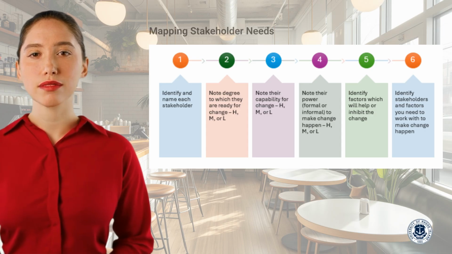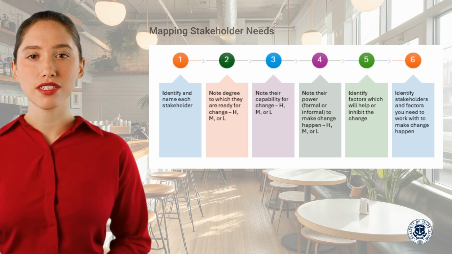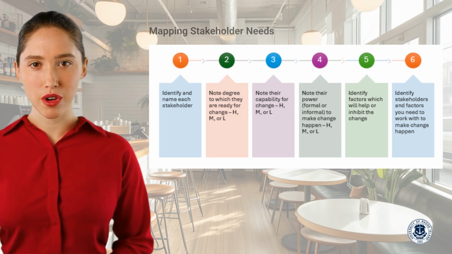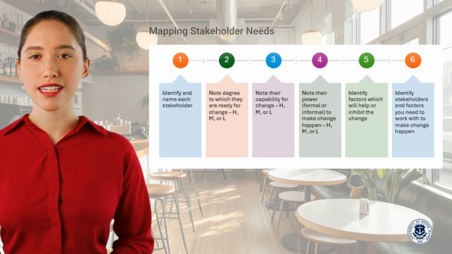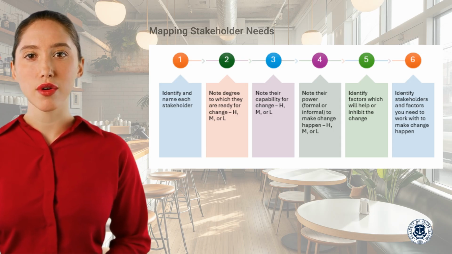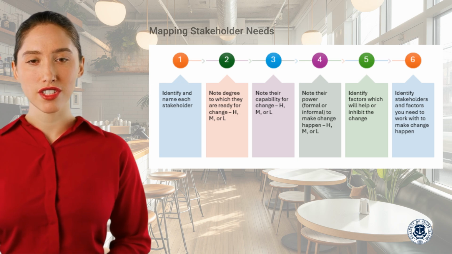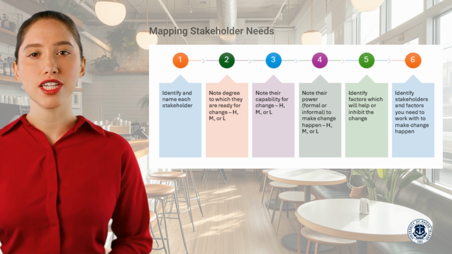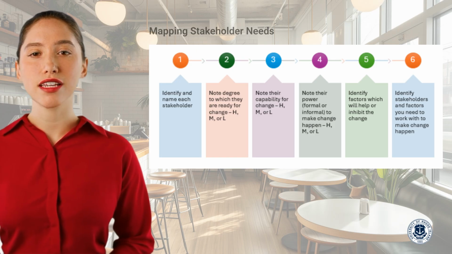Stakeholder mapping helps assess who is affected by the strategy and how likely they are to support or resist change. It can be seen as a process involving identifying and naming each stakeholder, noting the degree to which they are ready for change, their capability for that change, the power to make change happen, identifying factors that will help or hinder that change, and identifying stakeholders and factors you need to work with to make that change happen.